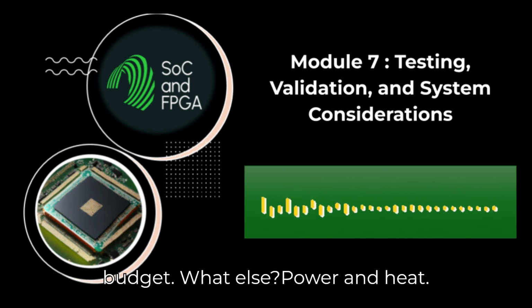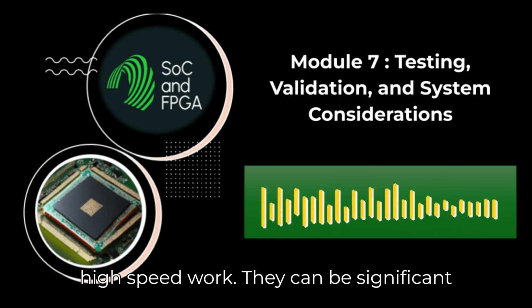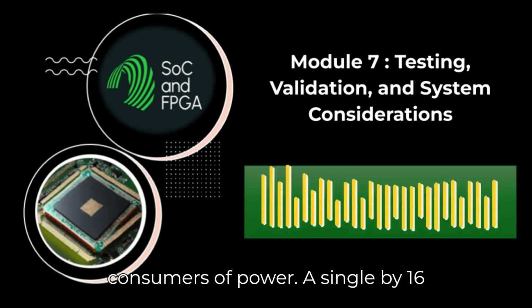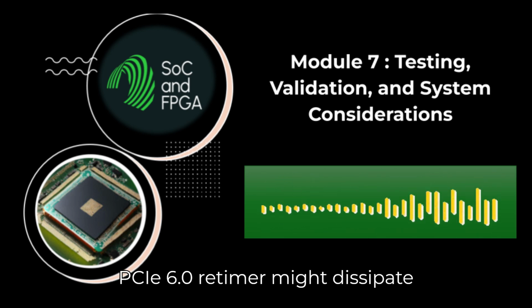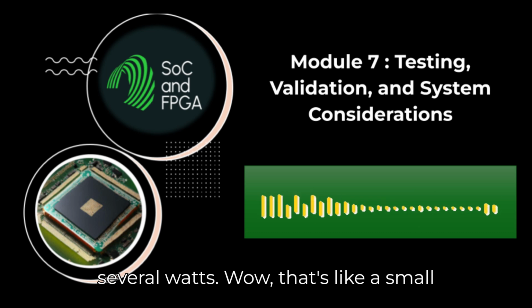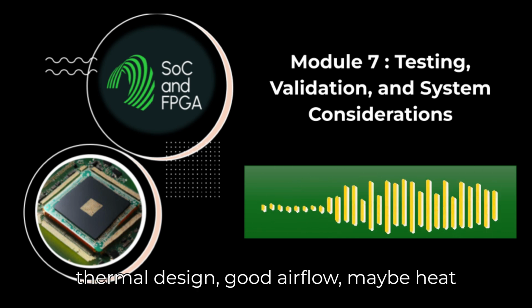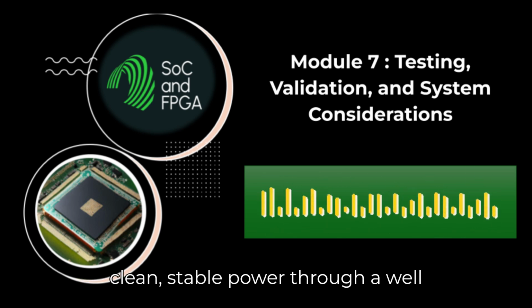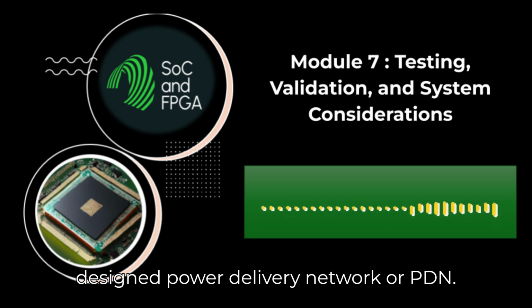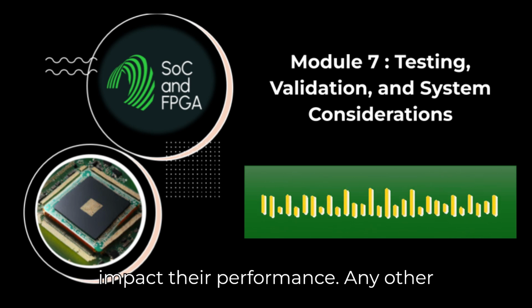What else? Power and heat. Retimers are complex chips doing a lot of high-speed work. They can be significant consumers of power. A single x16 PCIe 6.0 retimer might dissipate several watts. Wow, that's like a small CPU. Getting up there. So you need careful thermal design, good airflow, maybe heat sinks, and you need to provide them with clean, stable power through a well-designed power delivery network, or PDN. Noise on the power rail can definitely impact their performance.